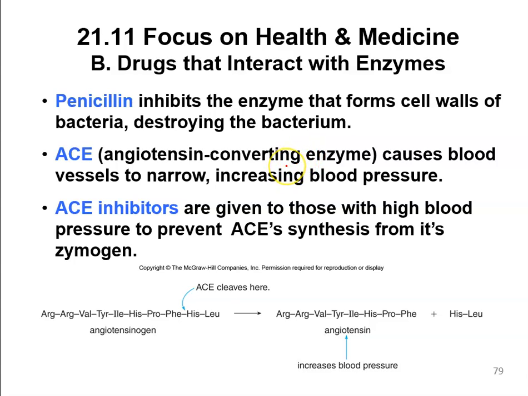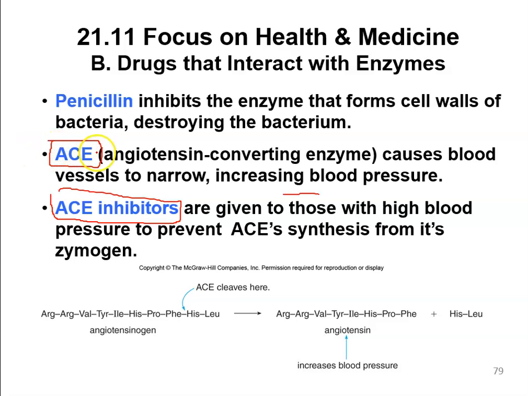ACE causes blood vessels to actually narrow. It constricts. ACE is the enzyme that constricts our blood vessels, increasing blood pressure. So if you have high blood pressure, a lot of drugs are called ACE inhibitors. They inhibit the ACE enzyme, so your blood vessels do not all constrict, because if they constrict, you have high blood pressure. If you inhibit that enzyme, then your blood vessels stay open.